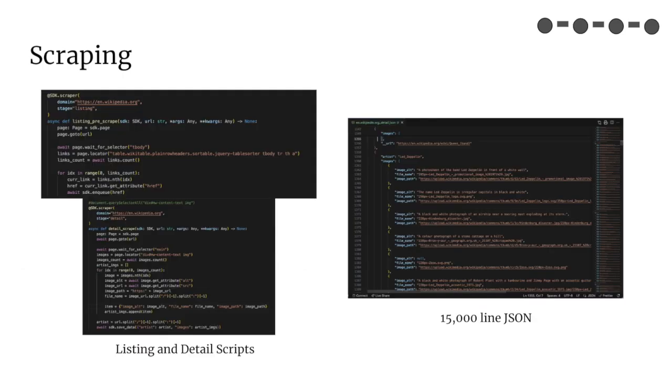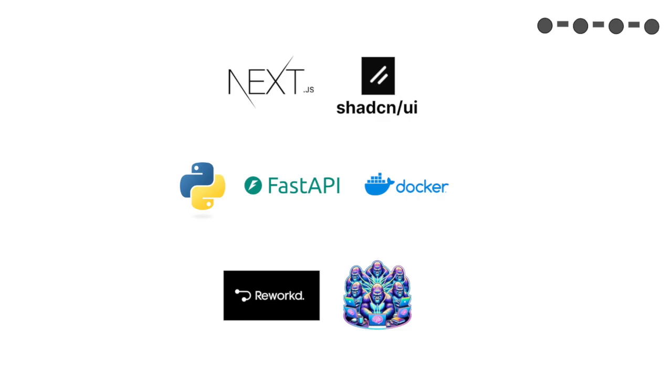Here on the left, we see the actual listing and detail scripts that were used, and on the right, we see the 15,000 line JSON output that is saved. And of course, an overview of the stack that enables this application: Reworked AI's Harambe saves scraped information locally. Python, FastAPI, and Docker are used in conjunction to create an API GET request call that Next.js and ShadCN use to display to a pretty front end.